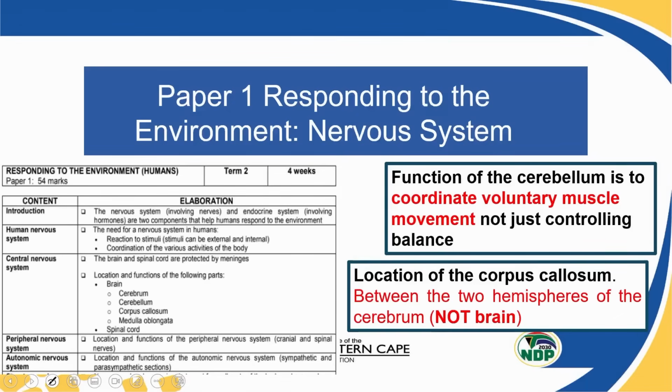Then, when I'm speaking about functions of the cerebellum, I don't say that the cerebellum's function is controlling balance. The cerebellum coordinates voluntary muscle movement. And by coordinating voluntary muscle movement, it maintains balance. So its function is coordinating the muscle movement in your body. The location of the corpus callosum, many learners do not know this. It's between the two hemispheres of your cerebrum, not your brain, okay? Because your brain has many other parts. It's found in the cerebrum.